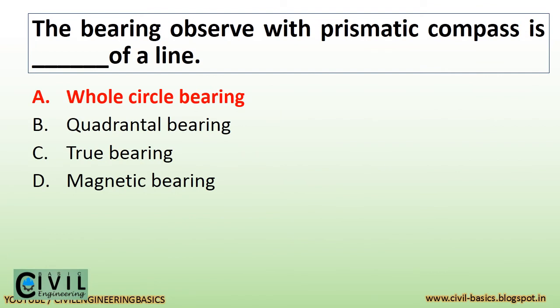The bearing observed with prismatic compass is whole circle bearing of a line.